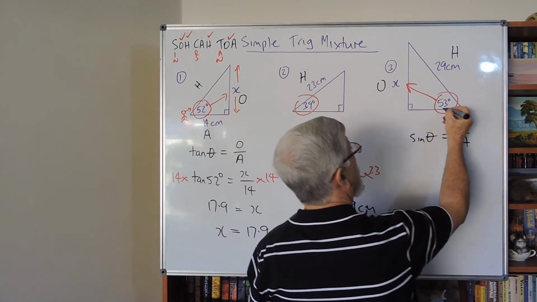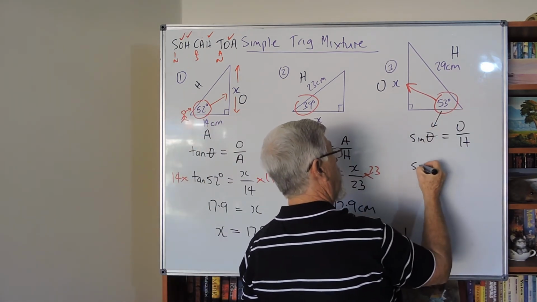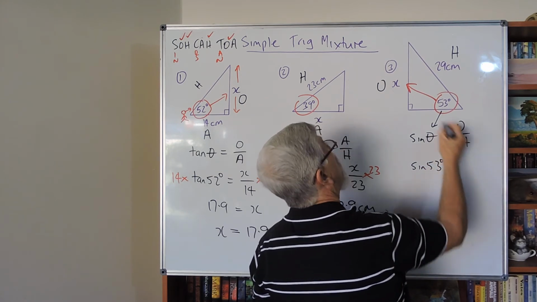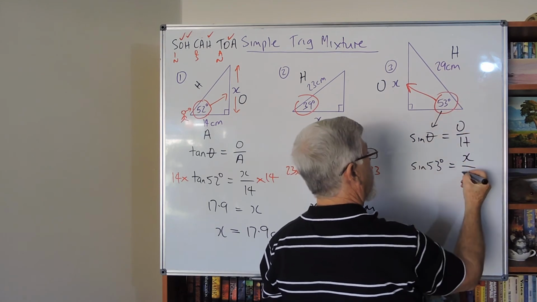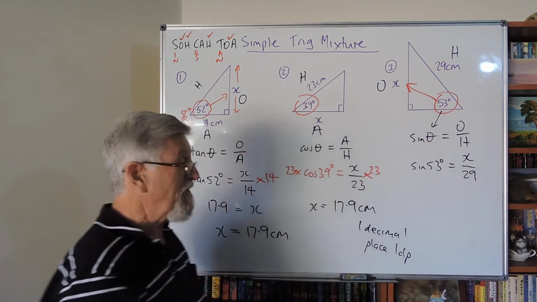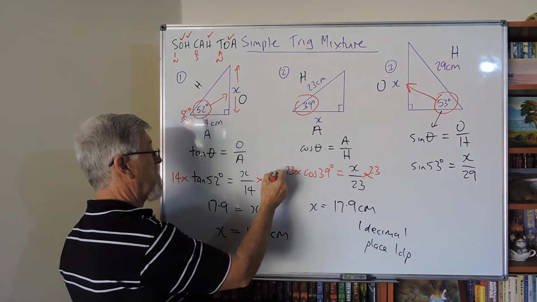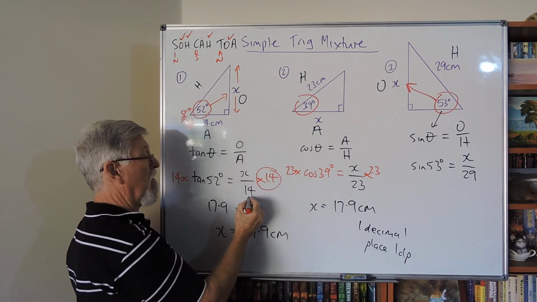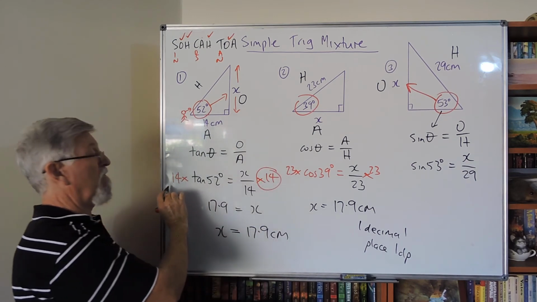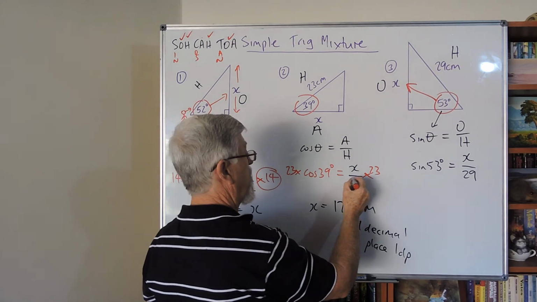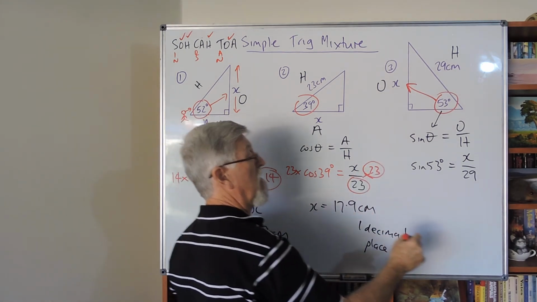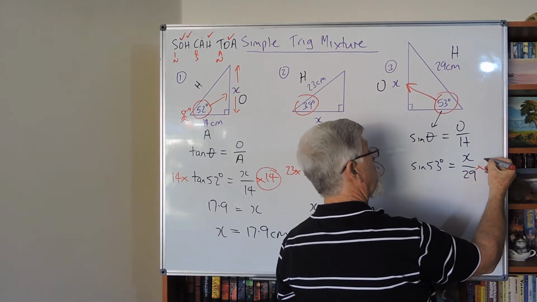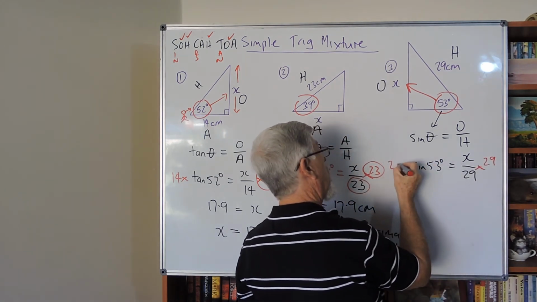So what have we got? Replace the angle by 53. Replace the opposite by an x. And then we've got the hypotenuse, which is replaced by 29. And I wanted you to see this for all of them. On this question, we had divide by 14, times by 14. On this question, we had divide by 23, times by 23. On this one, we had divide by 29, so I needed times by 29, times by 29.